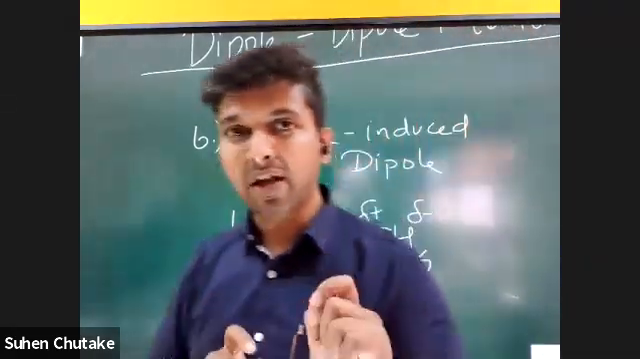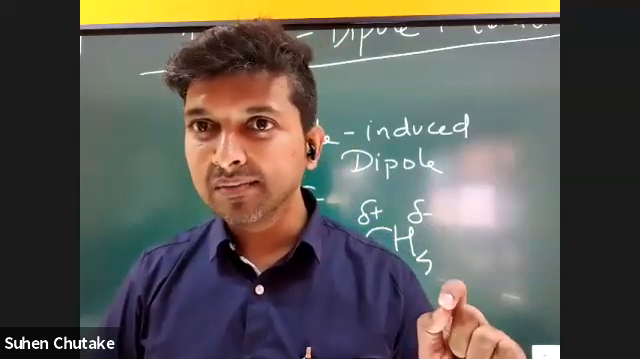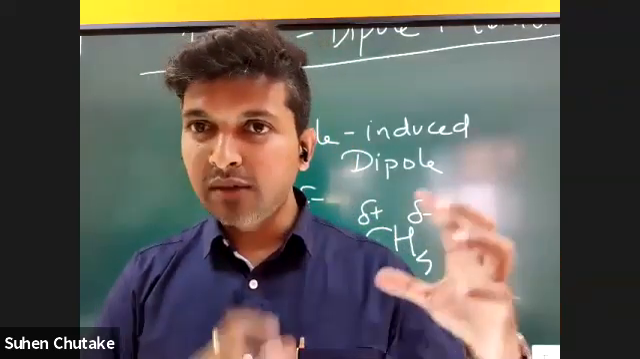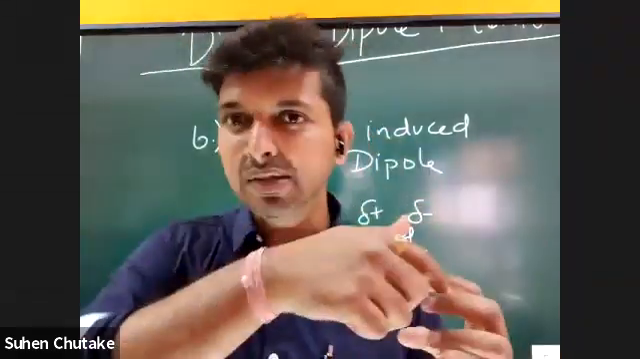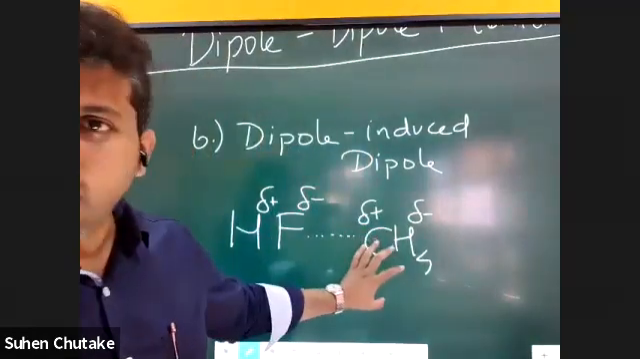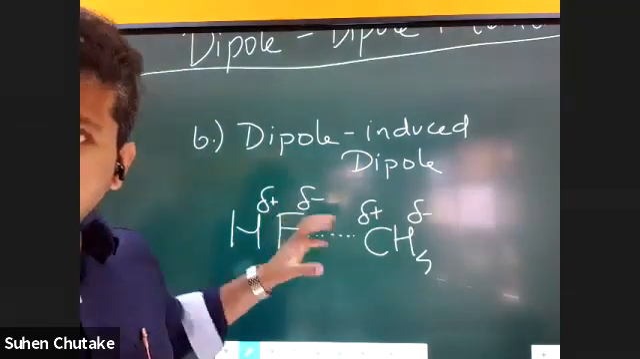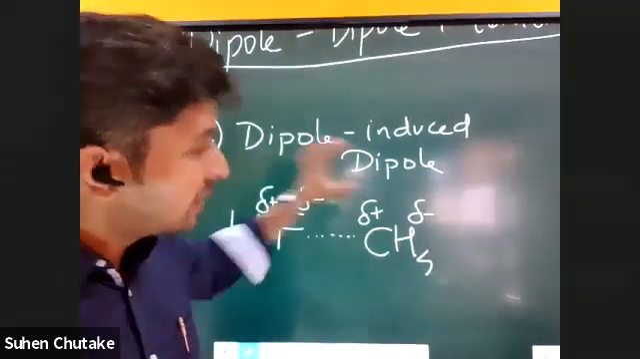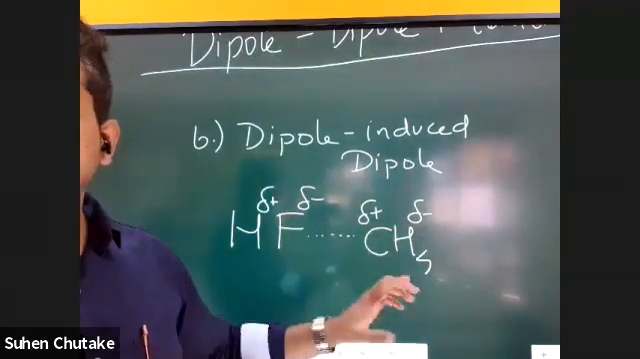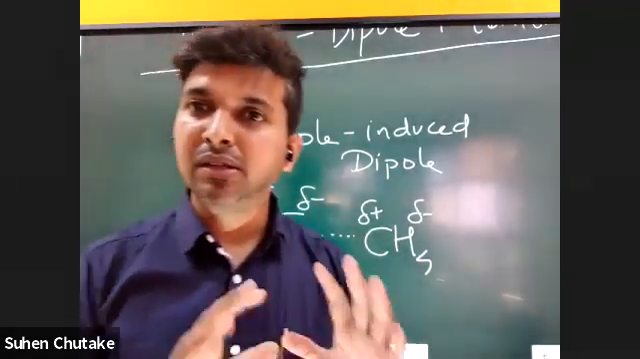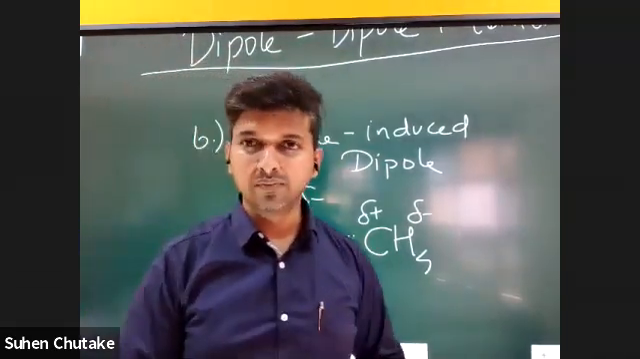What has taken place? Induction. Just like how induction takes place in a magnet, if you keep an iron object in contact with a magnet, magnetism is induced in it. Similarly, this was not having charges. It was non-polar. When kept in contact with polar, the charges got induced in them, and after that they started attracting each other. And once they started attracting each other, the bond which is formed is called dipole-induced dipole.